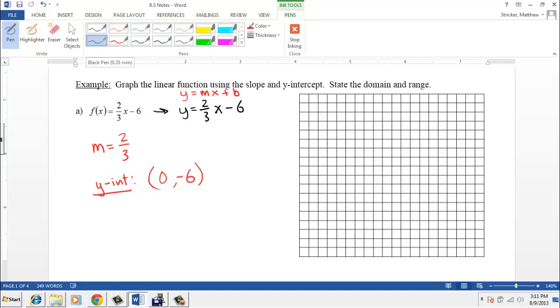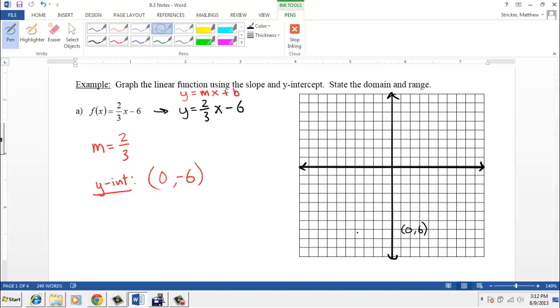Again, I'm going to go ahead and start off by putting on my axes. And then when we have a linear equation in this form, we can start off with our y-intercept. That's an easy point to put on there. 0, -6. It's going to be down here. 3, 4, 5, 6. And then we can use the slope, which in this case is 2/3.